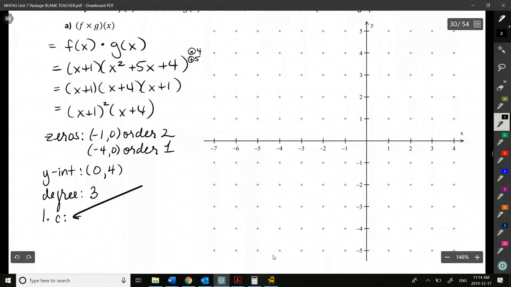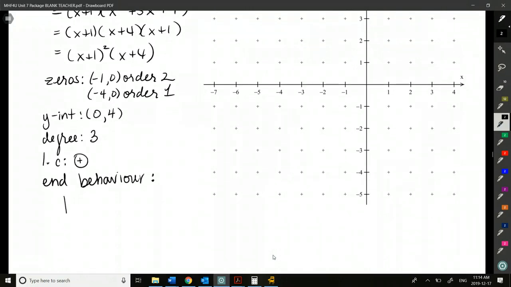So the leading coefficient's positive. What does that tell me about end behavior? Odd degree? Right, so opposite end behavior going up in the positive direction. So Alexandra's correct, quadrant 3 to quadrant 1. Awesome.